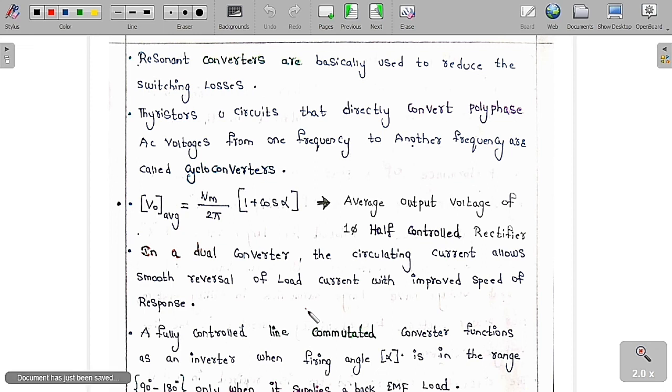So therefore we can easily interchange the current direction. So this is going to improve the speed of response.